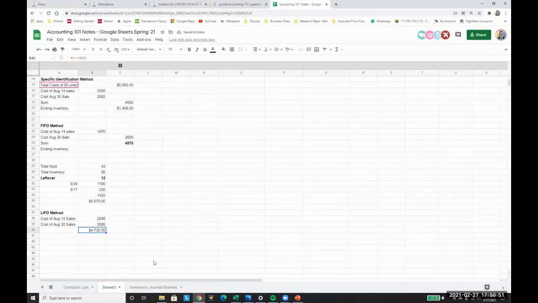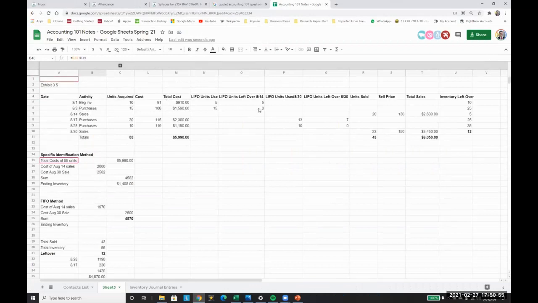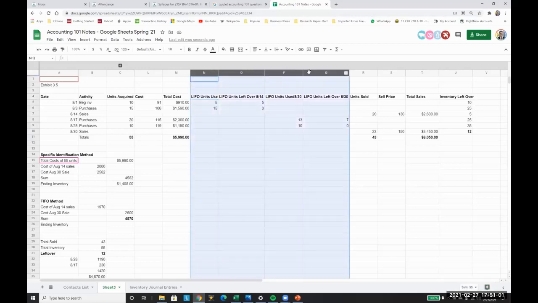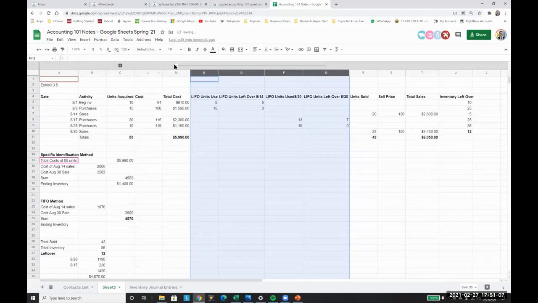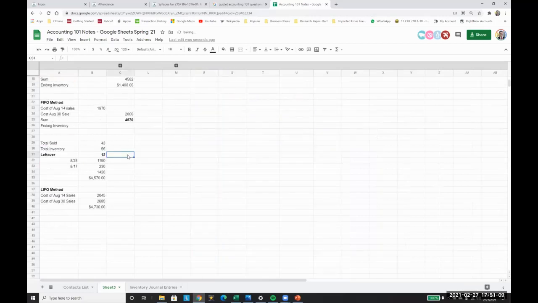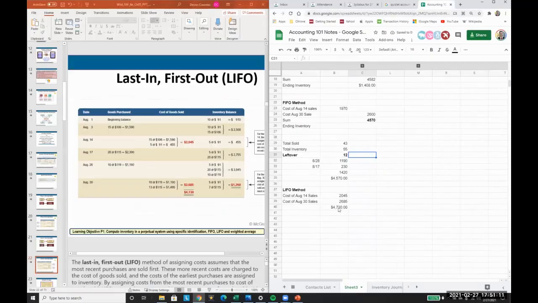You can see how LIFO gets a little more complex, that we have to track those rolling balances. We have this beginning amount that goes unused and won't be associated with a cost. I'll group these and hide them for you. So you see the challenge here.